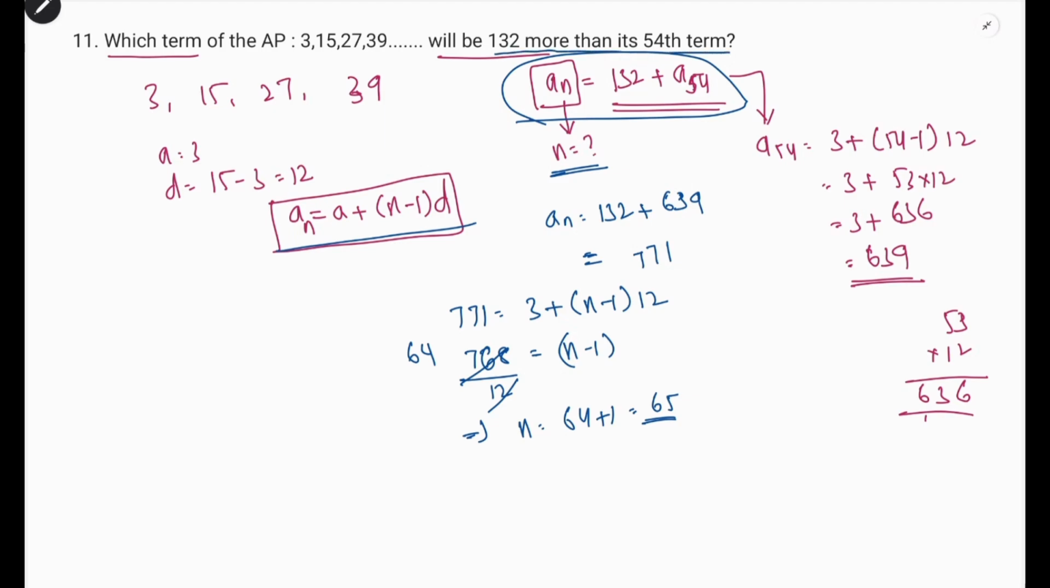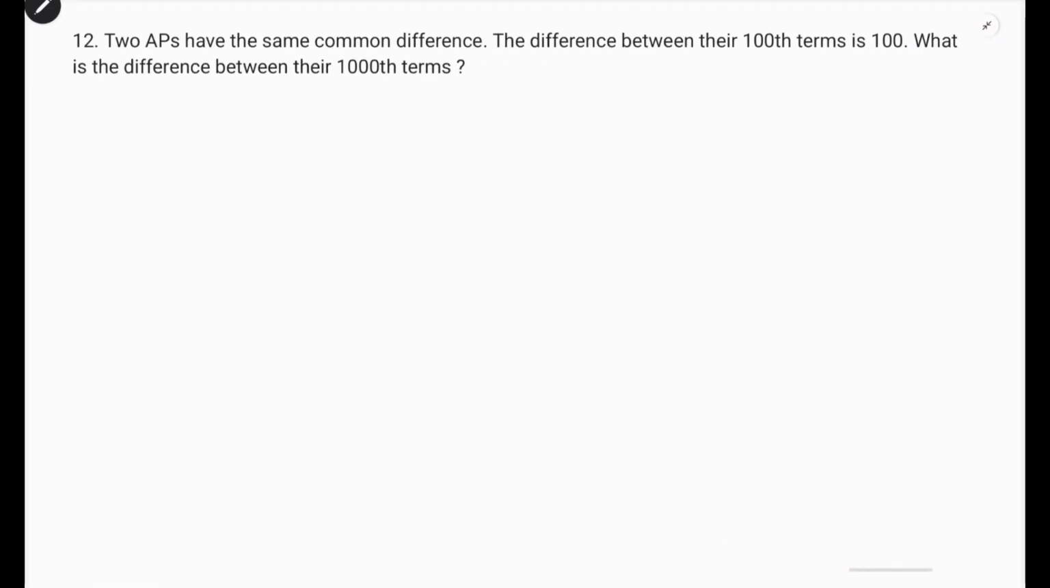Okay, next one. Two APs have the same common difference. Here we have two APs, first AP and second AP. The common difference is the same, d is the same in both APs. The difference between their 100th terms is 100. What is the difference between their 1000th terms?